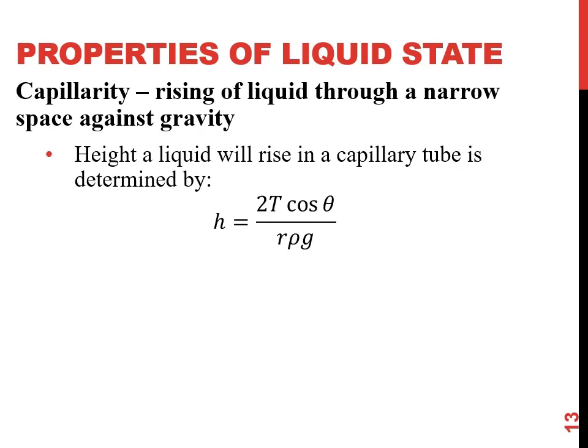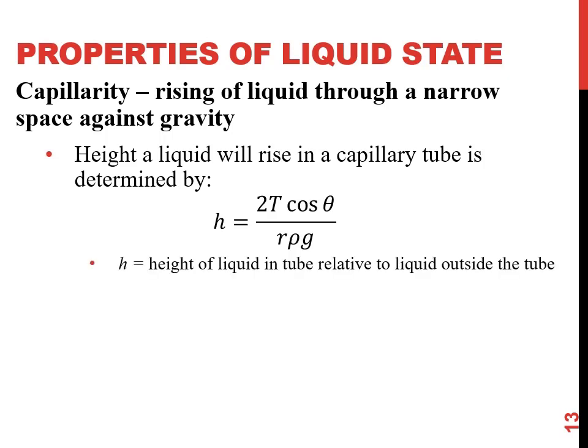We can actually determine the height a liquid will rise in a capillary tube through this equation. H equals 2t cosine of theta over r rho g. And we can use this equation to determine how high a specific liquid will climb in a capillary tube. In this equation, H represents the height of the liquid in the tube relative to the liquid outside of the tube. T here represents our surface tension of the liquid. So that was the previous property that we looked at.